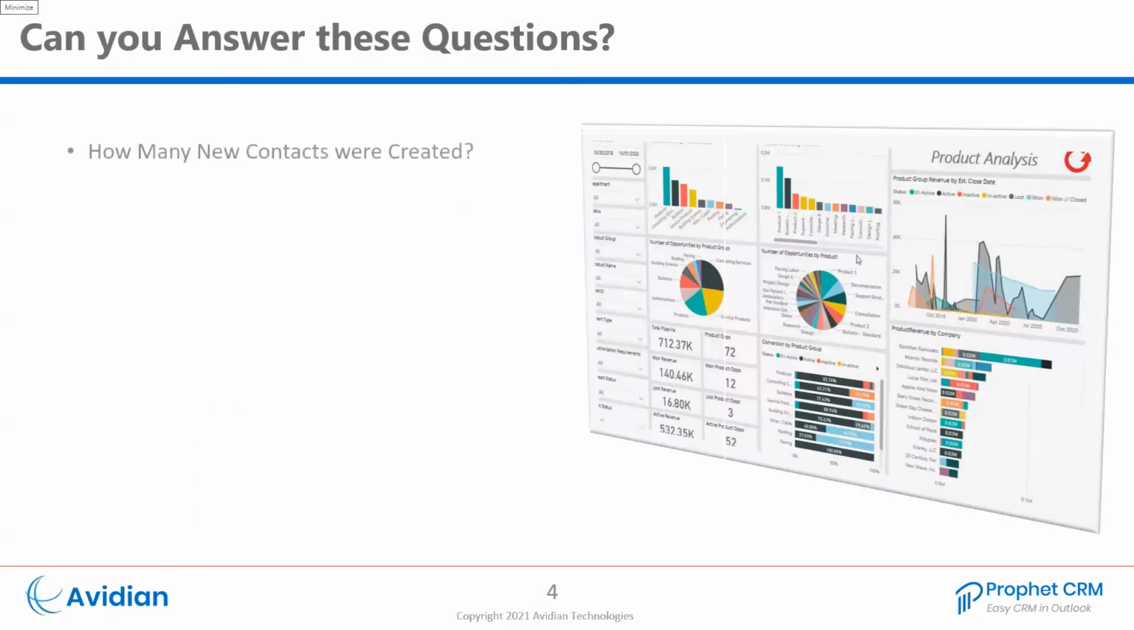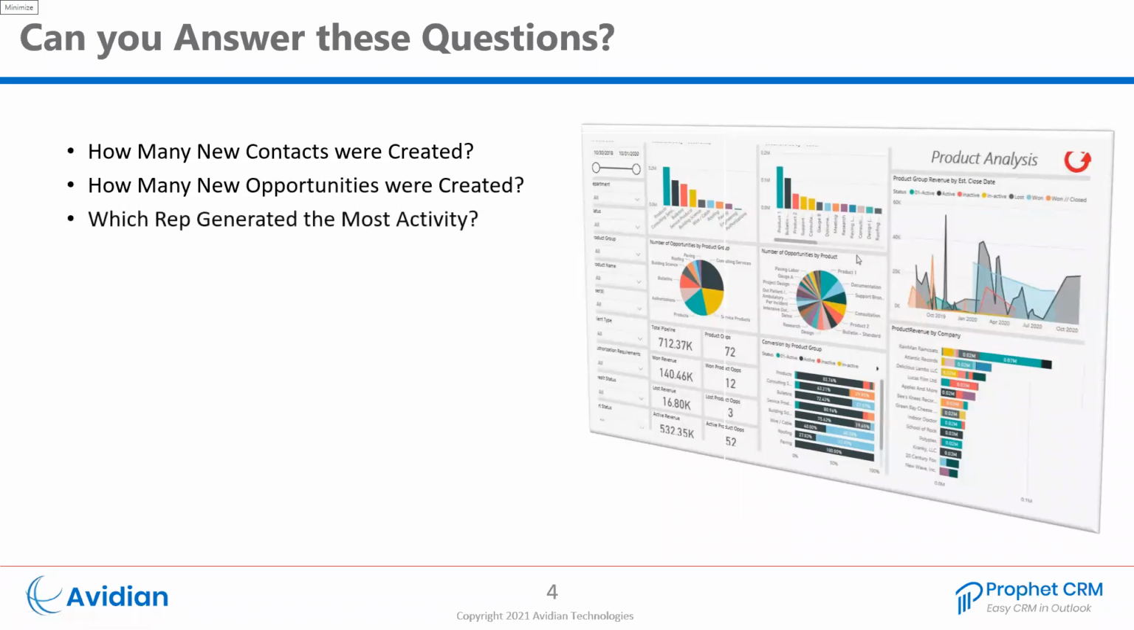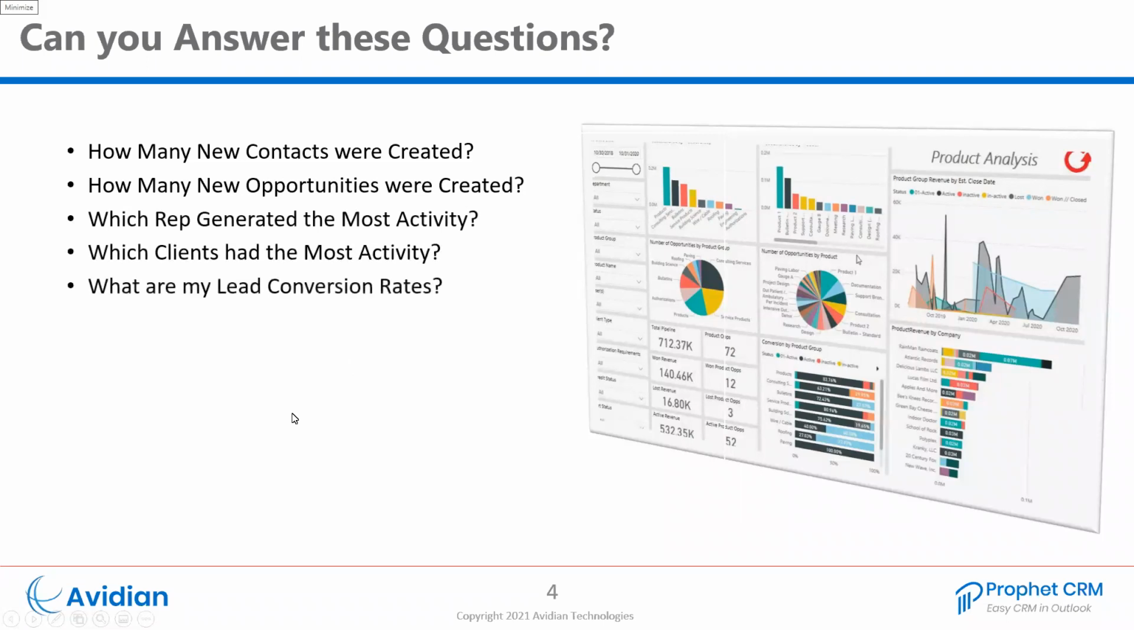But to talk about what this is all about and how to get what we're talking about when it comes to actionable insight, do you really know right now how many new contacts were created last month by your team? Do you know how many opportunities were created, one of the key things in sales? Which rep generated the most or the least activity? Which clients had the most or least activity? Do you know what your lead conversion rates are on a day-to-day, month-to-month basis?